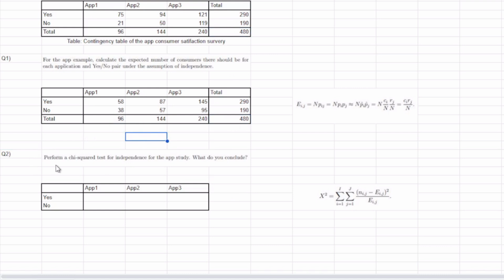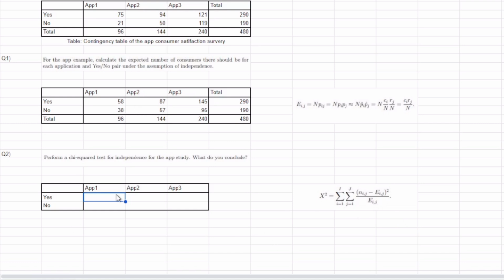For number 2, it's asking to perform a chi-squared test for independence for the app study. What do you conclude? Firstly, we're going to calculate using this formula. We'll do it for each app first, and then sum them all up at the end. Then we'll use degrees of freedom to find out what we conclude. For this, we want n1, which is our observed value, minus the expected value, all squared, divided by the expected value again.